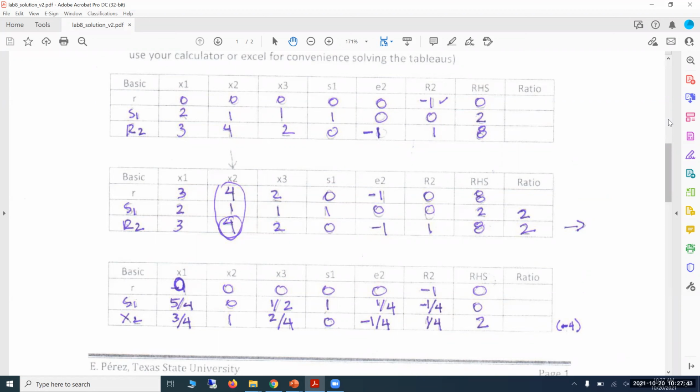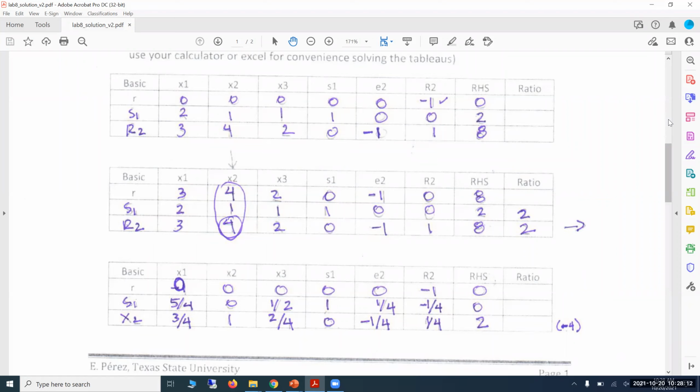Okay, so you see that first table? When you look at R2, you have a -1 at the top. Before you apply the simplex method, you have to make sure that -1 is changed to a 0. So you have to apply the elementary row operation. You want the identity matrix in your problem.